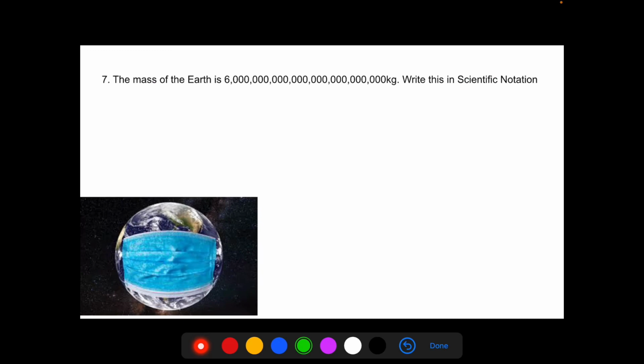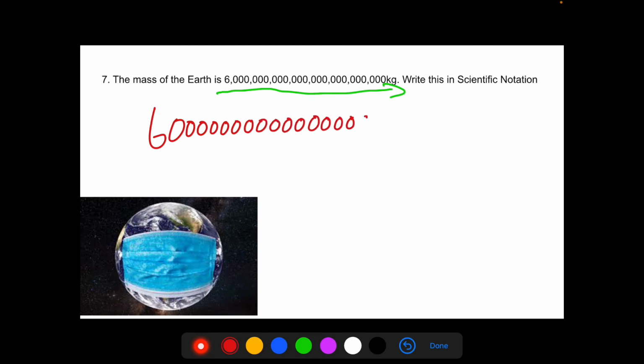All right, and lastly, the mass of the Earth. Huge, huge number. This number is 6 septillion. Okay, a septillion means we have 24 zeros here. And I'm going to write them all out, but we are definitely going to speed this up. So 6 and 1, 2, 3, 4, 5, 6, 7, 8, 9, 10, 11, 12, 13, 14, 15, 16, 17, 18, 19, 20, 21, 22, 23, 24.